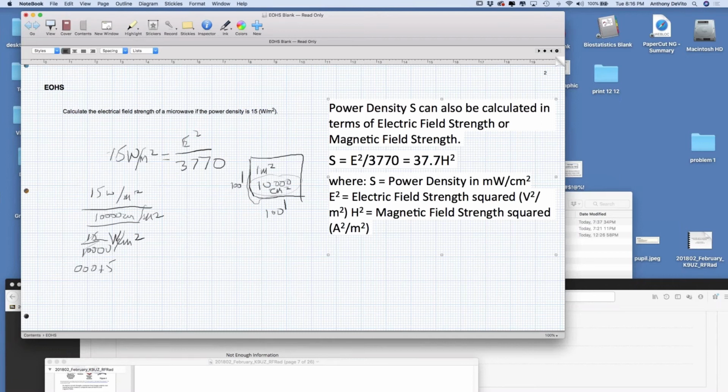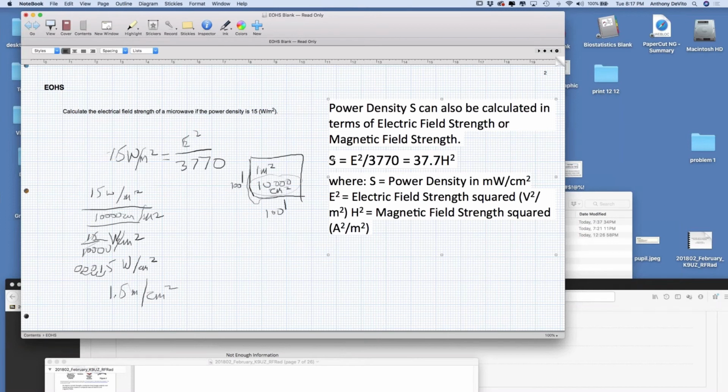If I divide that by 10,000, it's the equivalent of moving the decimal place over 4 places. So that'd be 0.15 watts per centimeter squared. Okay, and we now are going to have to change that from watts into milliwatts. Well, there are 1,000 milliwatts in each watt. So I'm going to have to multiply that by 1,000. So this is the equivalent of 1.5 milliwatts per centimeter squared.